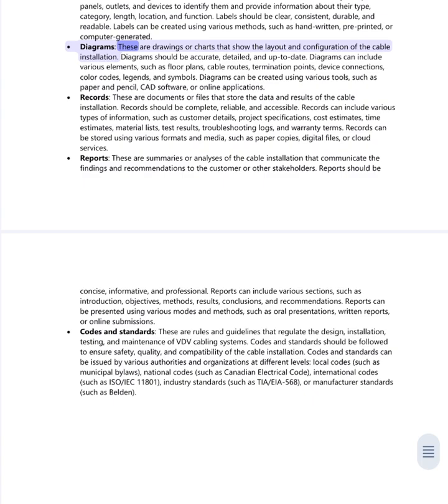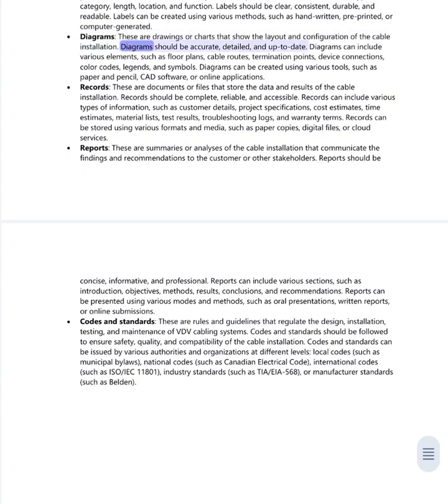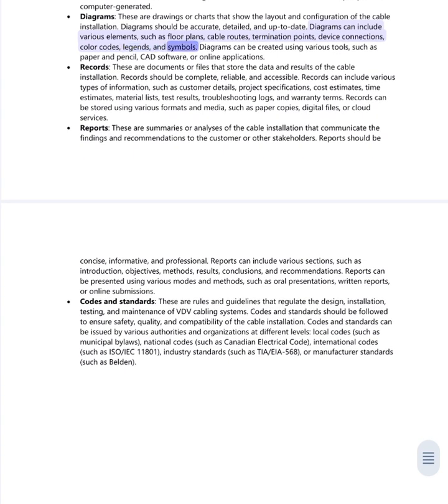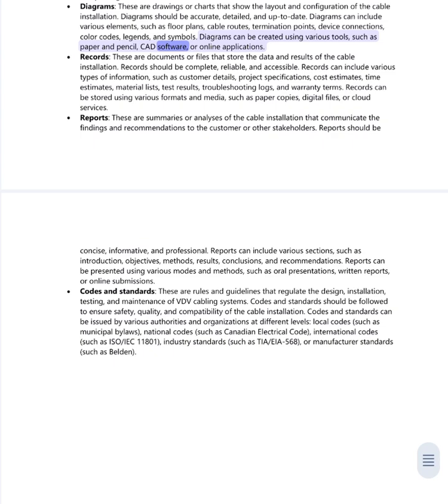Diagrams. These are drawings or charts that show the layout and configuration of the cable installation. Diagrams should be accurate, detailed, and up-to-date. Diagrams can include various elements, such as floor plans, cable routes, termination points, device connections, color codes, legends, and symbols. Diagrams can be created using various tools, such as paper and pencil, CAD software, or online applications.